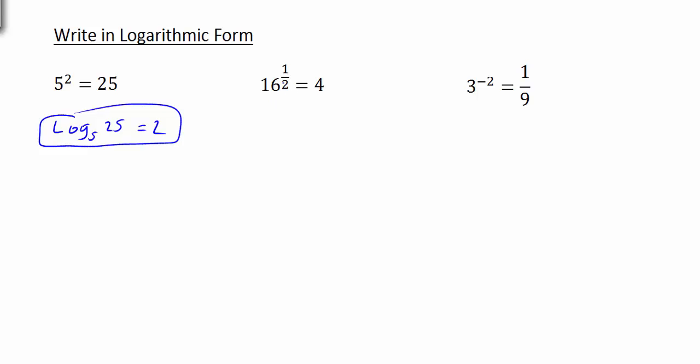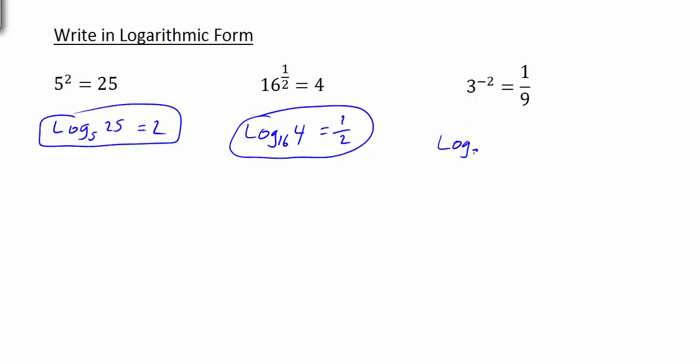So let's try this one over here. 16 to the 1/2 power equals 4. The base is 16, so that's going to be log base 16 of the number 4 equals the exponent 1/2. And then we have one more example. Again here, 3 to the negative 2. The base is 3, so that would simply be log base 3 of 1/9 equals the exponent negative 2. Now make sure that you really understand how to rewrite these problems from one form to the other.